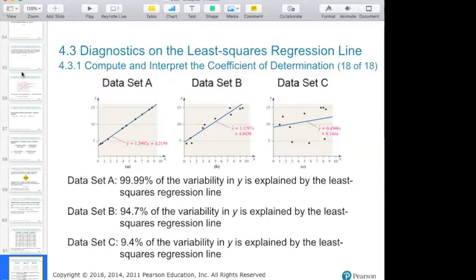So only 9.4% of the variability is explained by the least squares regression line. These points are all over the place. There's something else going on here that we can't explain. There's something else playing into that variability.